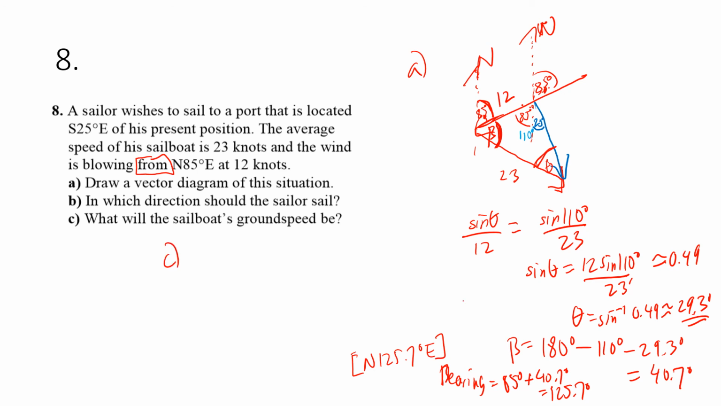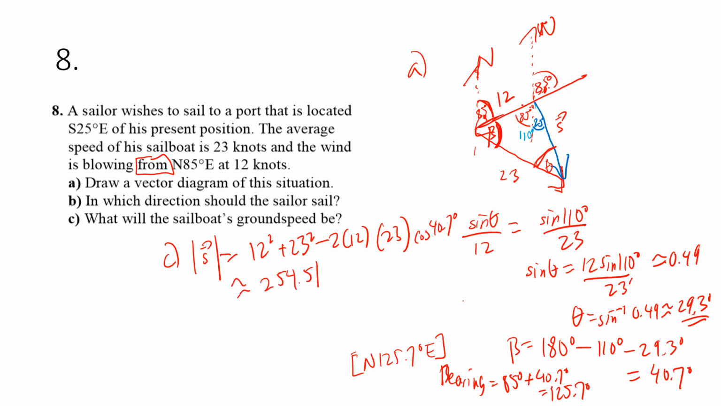C, what will the sailboat's ground speed be? So now we've got to solve for this. Let's call it vector S. Okay, so the magnitude of vector S, we can just use the cosine law now, right? Since we know angle beta and the two vectors in between: 12 squared plus 23 squared minus 2 times 12 times 23 times the cosine of beta, which is 40.7 degrees. Okay, that gives me approximately 254.51. That's the magnitude of S squared. So the magnitude of S is the square root of that, which is around 5.95.